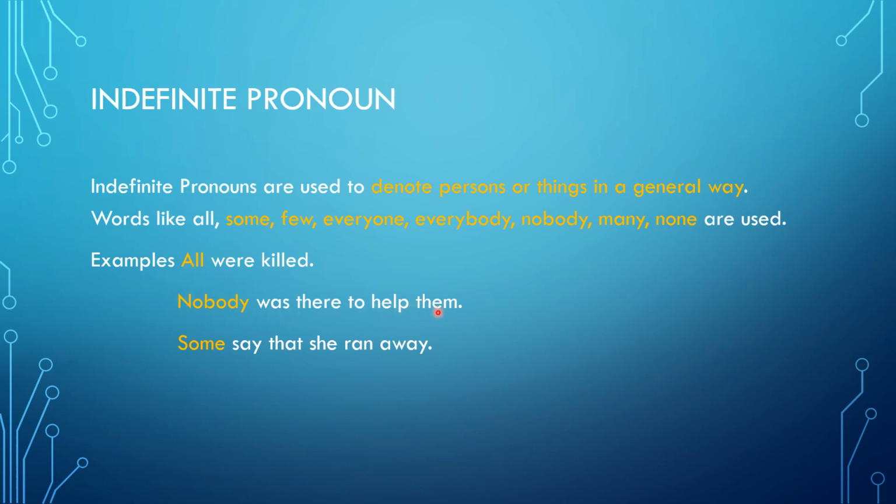Nobody was there to help them. Nobody is an indefinite pronoun. Some say that she ran away. Some is highlighted. So some is an indefinite pronoun. So indefinite pronouns are used to denote persons or things in a general way.